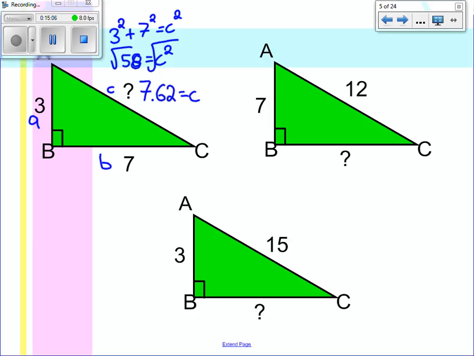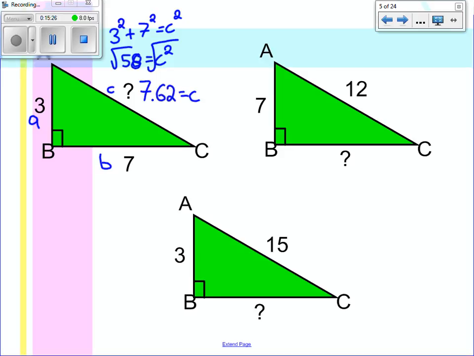You do the 9 plus 49, right? Because that's what these things squared are. That's where I got 58. And then you square root 58. That's always your last step. So you got 7.62 is your missing side. We're going to do the next one together because it's a little bit different.